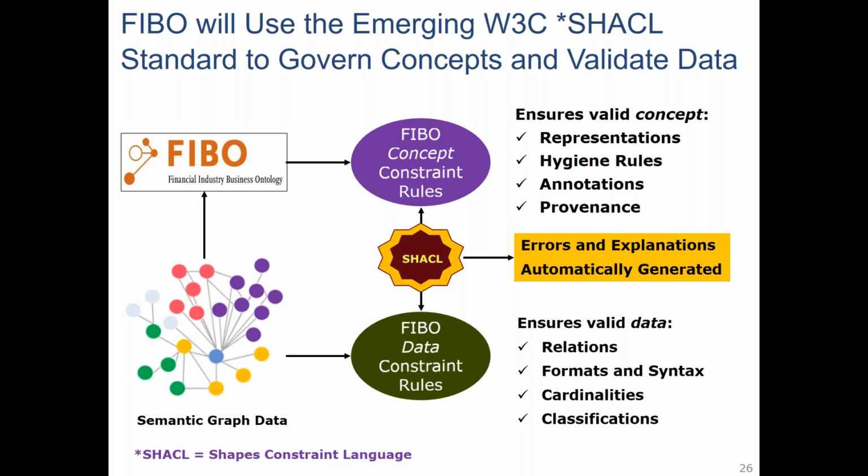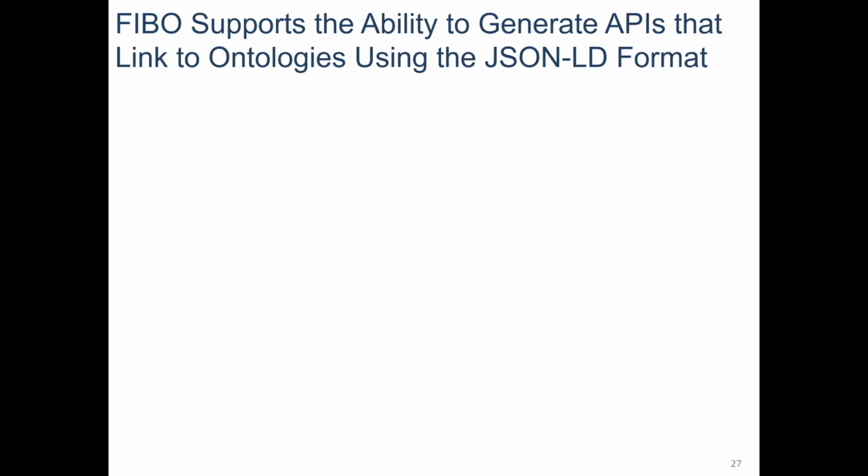For any kind of data curation, data quality effort, this is a prerequisite. So this is something that we believe would be a natural next step for FIBO to support, to use these to validate concepts and to perform constraint rules for data. And this will be a big benefit. And it's a necessary next capability for FIBO.